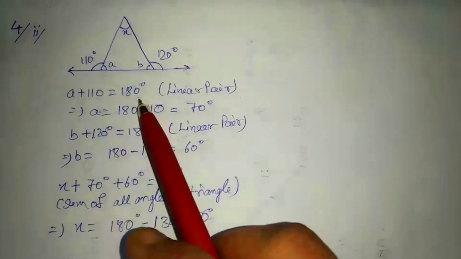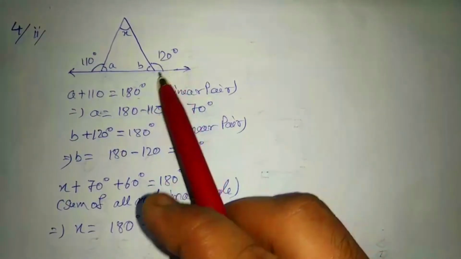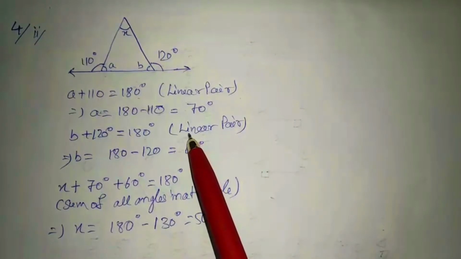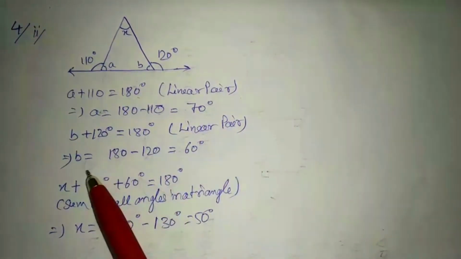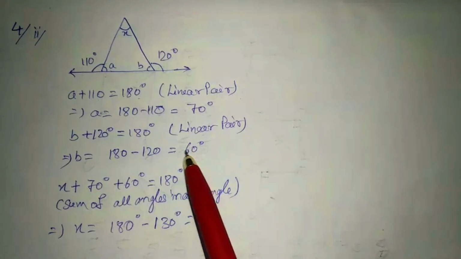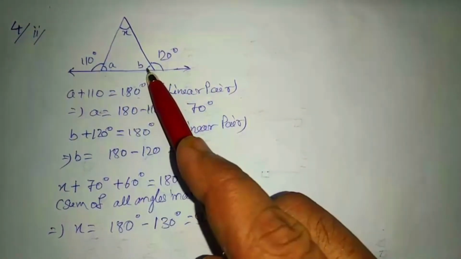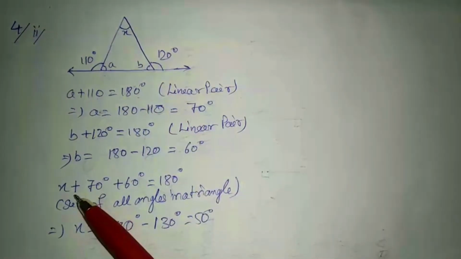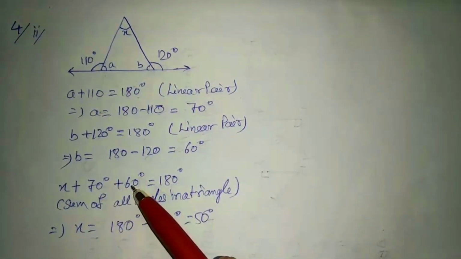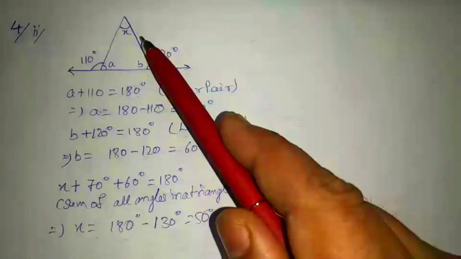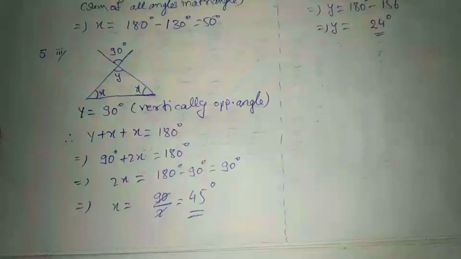Same way, B plus 120 degree is equal to 180 degree. Why? Same linear pair. So we will get the value of B equal to 60 degree. That means we have got the value of this angle and this angle. Now x plus 70 degree plus 60 degree equal to 180 degree. That means sum of all angles in a triangle is equal to how much?